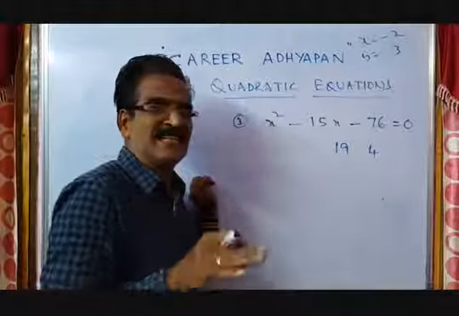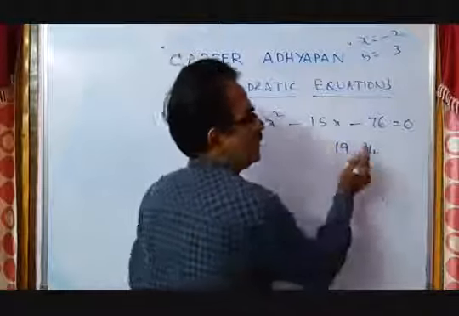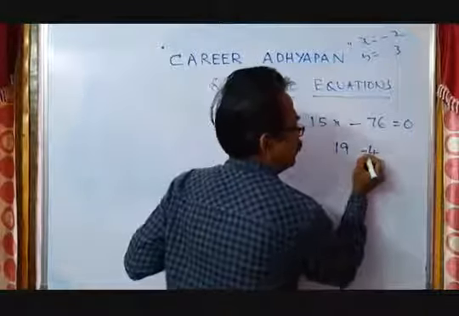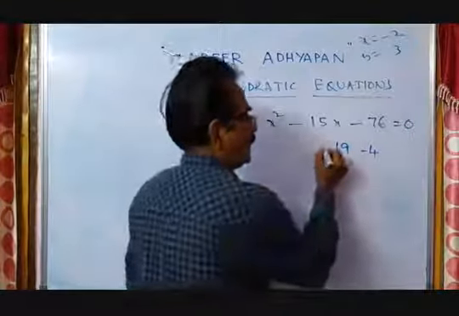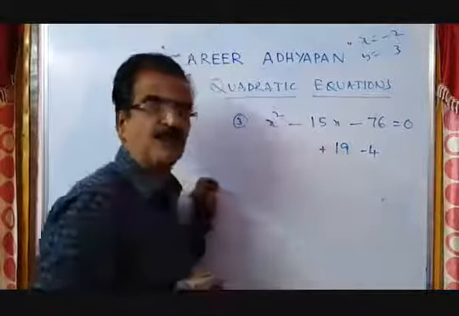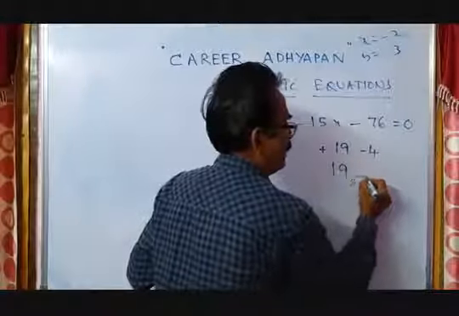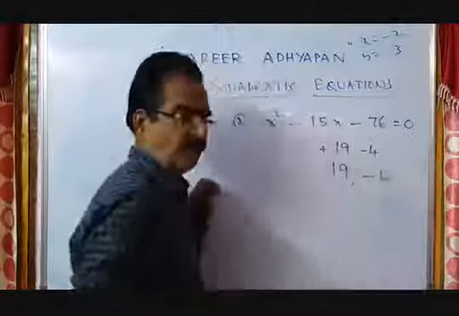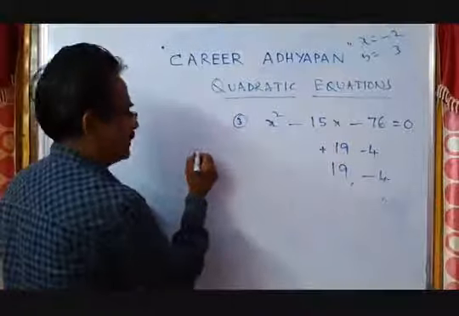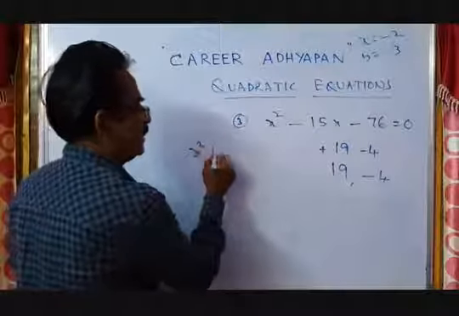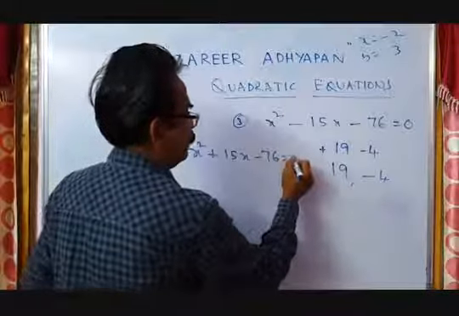And now let us decide the sign. What is the sign here? Minus. So the minus sign must be given to the smaller value, and the plus sign must be given to the bigger value. So the roots are 19 comma minus 4. Suppose here the sign is plus. Here the equation is like this: x square plus 15x minus 76 is equal to 0.